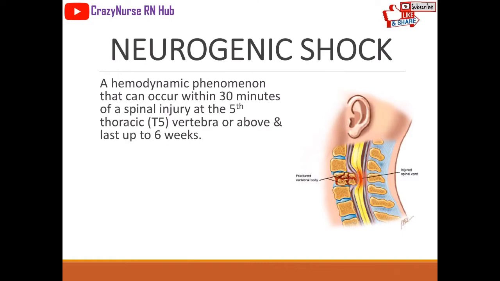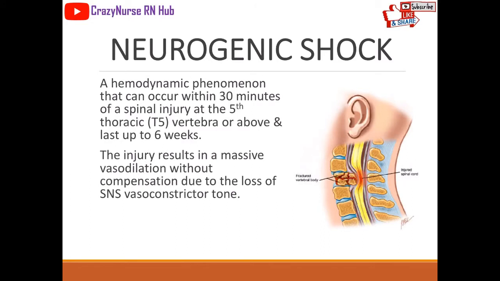a spinal injury at the 5th thoracic or T5 vertebra or above and lasts up to 6 weeks. The injury results in a massive vasodilation without compensation due to the loss of sympathetic nervous system vasoconstrictor tone. This massive vasodilation leads to a pooling of blood in the blood vessels, tissue hypoperfusion, and ultimately impaired cellular metabolism.